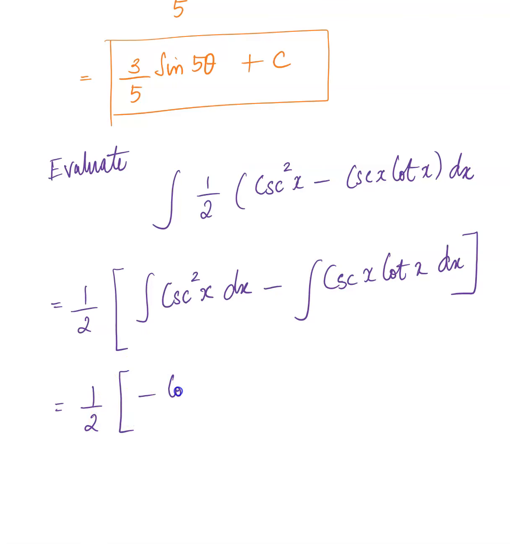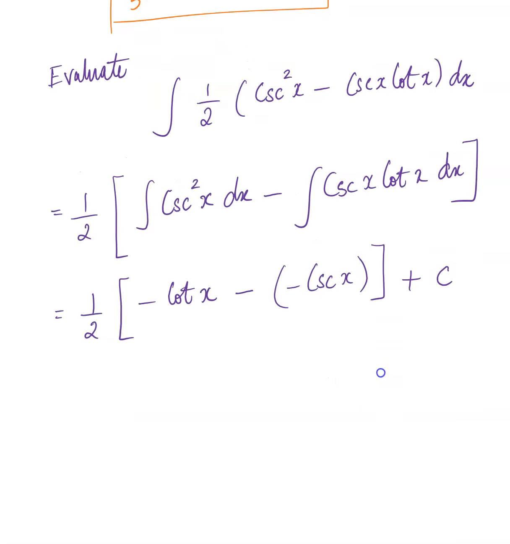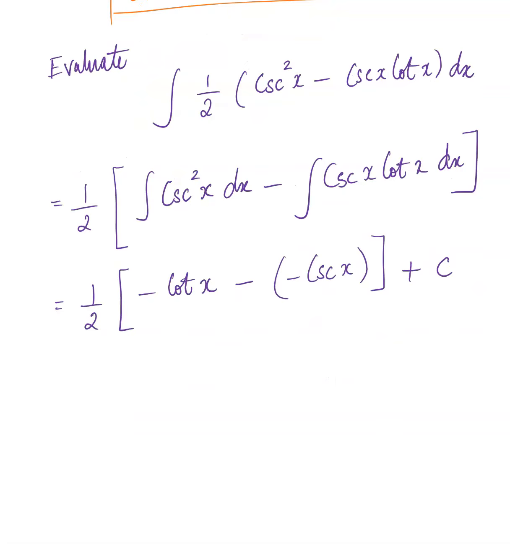That would be negative cotangent x minus integral or antiderivative of cosecant x cotangent x itself is a negative cosecant x. So there is a negative in the expression and there is a negative in the formula. Please watch out for that. And then there is a plus c. That's all happening outside the half times this. So that will be negative cotangent x over 2 plus cosecant x over 2 plus c.